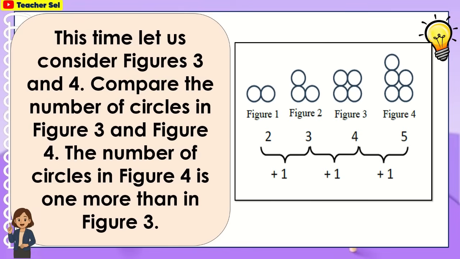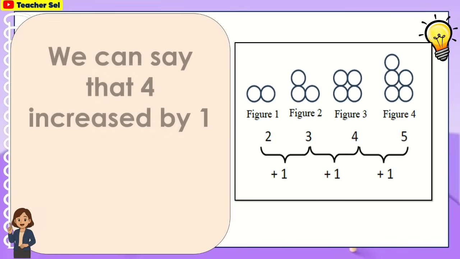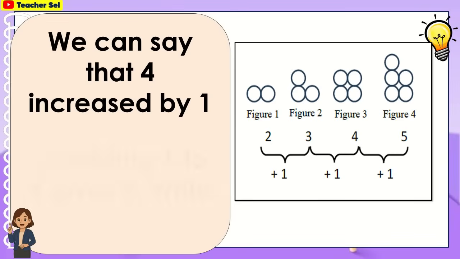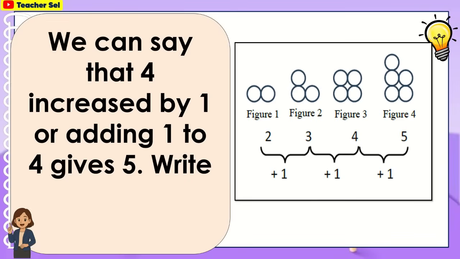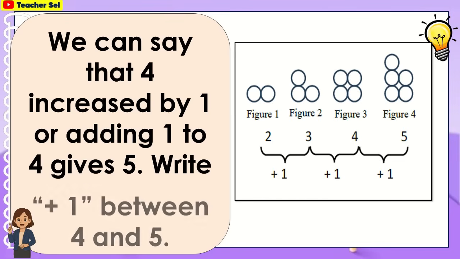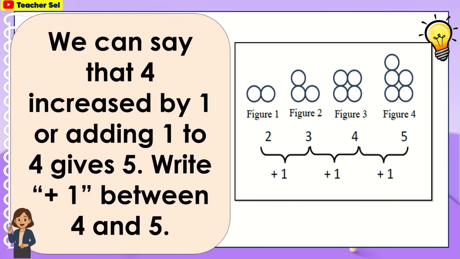This time, let us consider figures 3 and 4. Compare the number of circles in figure 3 and figure 4. The number of circles in figure 4 is 1 more than in figure 3. We can say that 4 increased by 1, or adding 1 to 4 gives 5. Write plus 1 between 4 and 5.